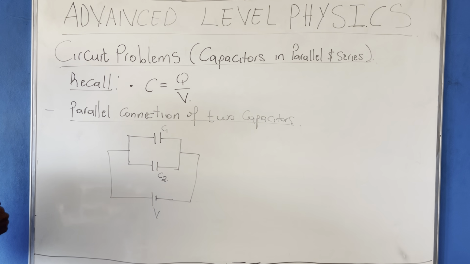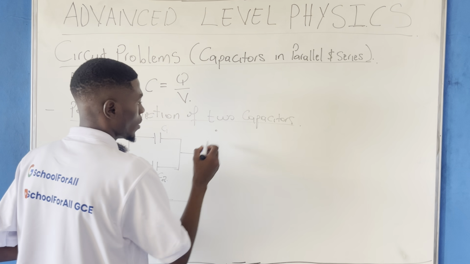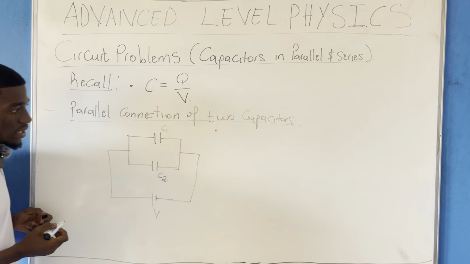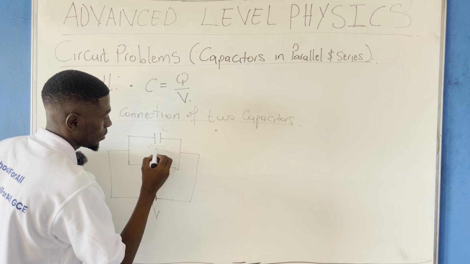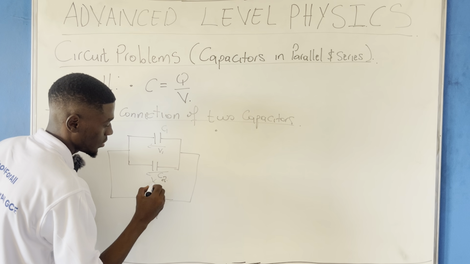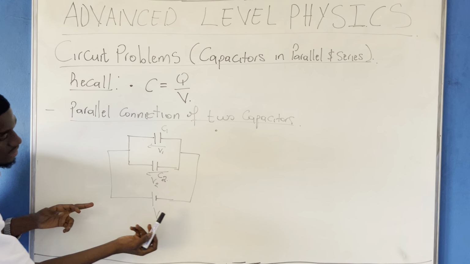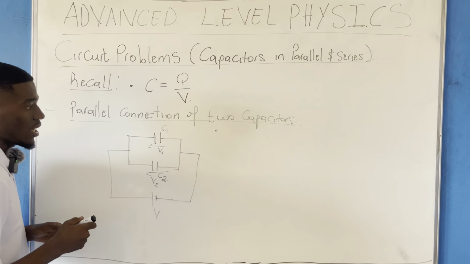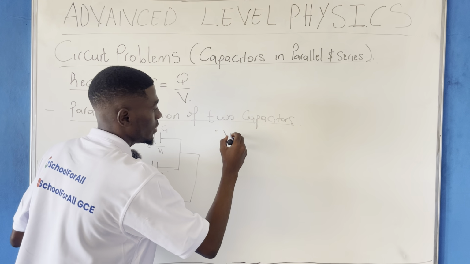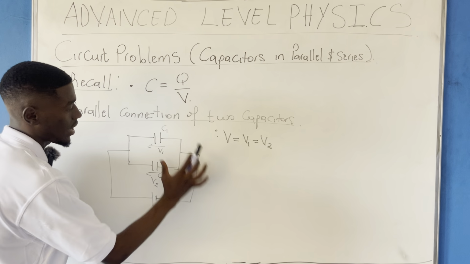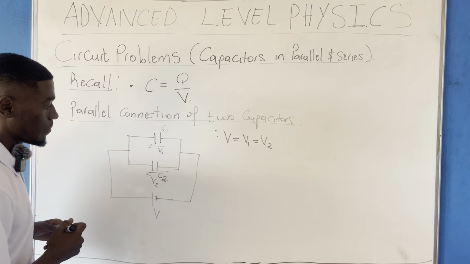Okay. We all know that when two capacitors are connected in parallel, the first capacitor C1 has its voltage V1 and this one C2 has its voltage V2. We all see that the PD here is the same as this one here, since they are in parallel. So V is simply equal to V1, which is the same as V2. So that is the first information that we should know when we are having two capacitors in parallel.